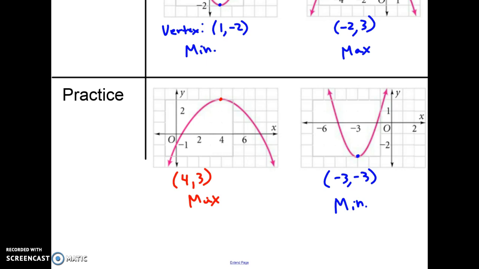So this is the first 4 slides of notes today, and they were just going through some notes on the parts of the parabola and how to find the vertex. Stay tuned for the next video that goes through graphing some different quadratics.